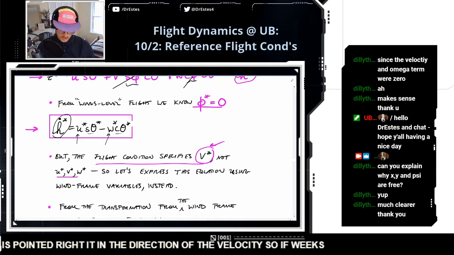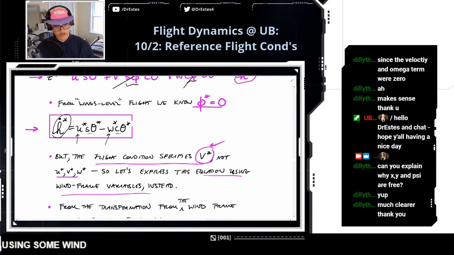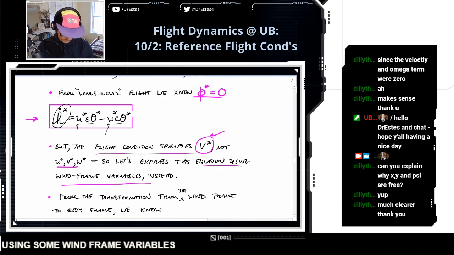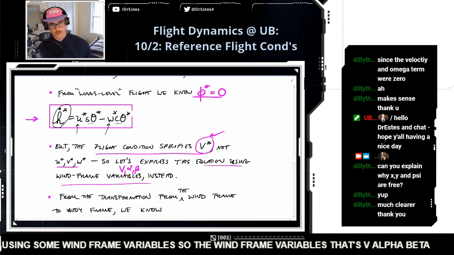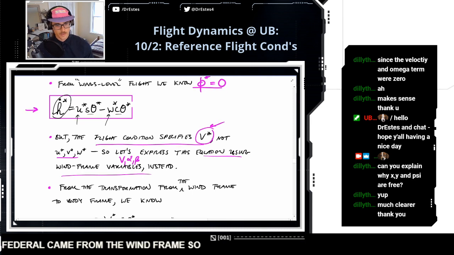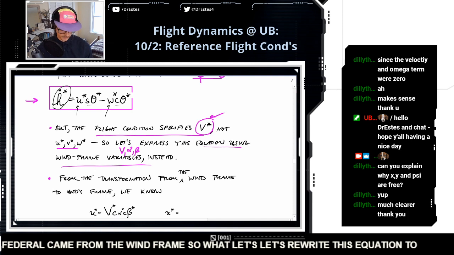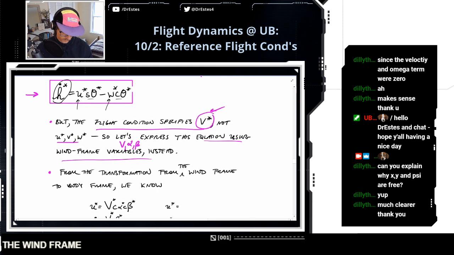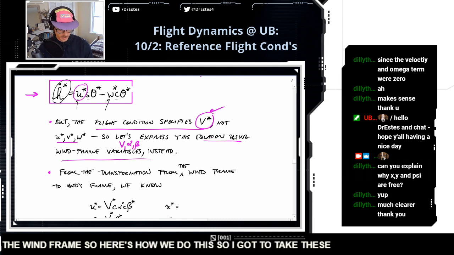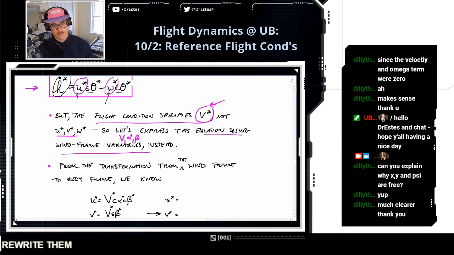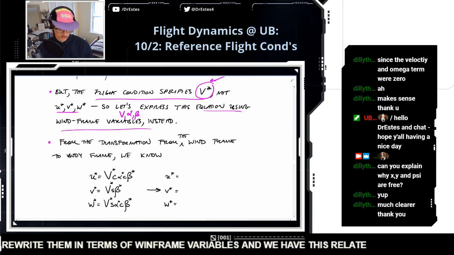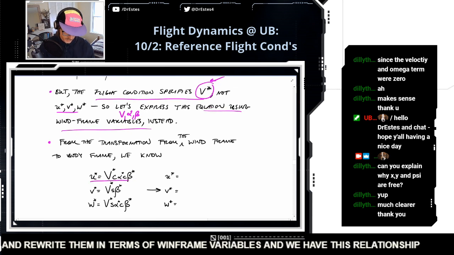So if we express this equation using some wind frame variables, so the wind frame variables, that's V, alpha, beta, that all came from the wind frame, let's rewrite this equation in terms of the wind frame. So here's how we do this. I've got to take these U and W variables and rewrite them in terms of wind frame variables. And we have this relationship. This is U, this is V.